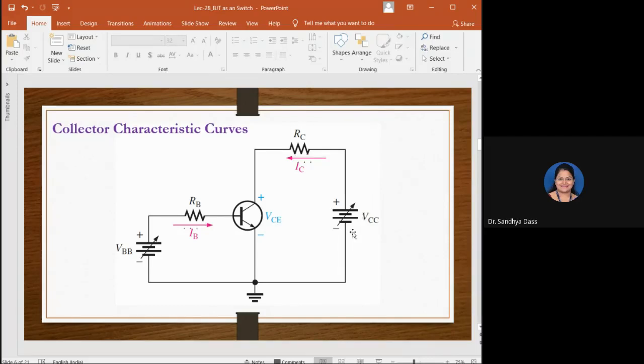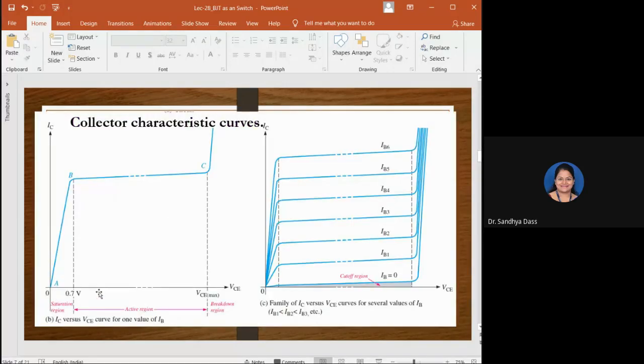Say you keep VCC 0 initially. When VCE is 0, for a particular value of IB, slowly you start varying VCC. That is, you are controlling VCE. You vary it at a mild rate, it should be less than 0.7 volts. As you are varying, the collector current increases. So this is the saturation region, where the current is increasing with VCE.